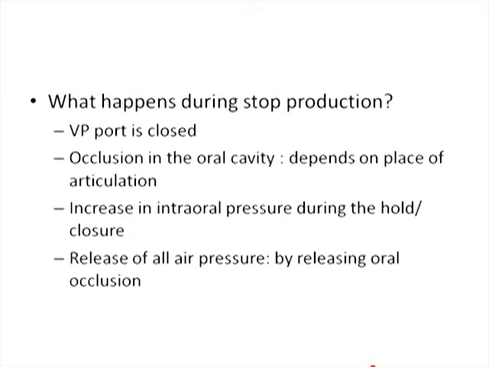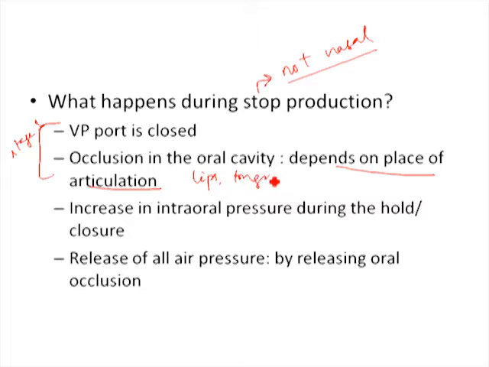So what happens during stop production? Think about this. Stops are not nasal sounds. So if they're not nasal, what happens to your velopharyngeal port? Your velopharyngeal port has to close, right? When the velopharyngeal port closes, this is stage one, or phase one. Your velopharyngeal port has to close, and occlusion of the oral cavity has to happen, and that depends on the place of articulation. So lips versus tongue versus velar position, right? So that's stage one. Those two have to close.